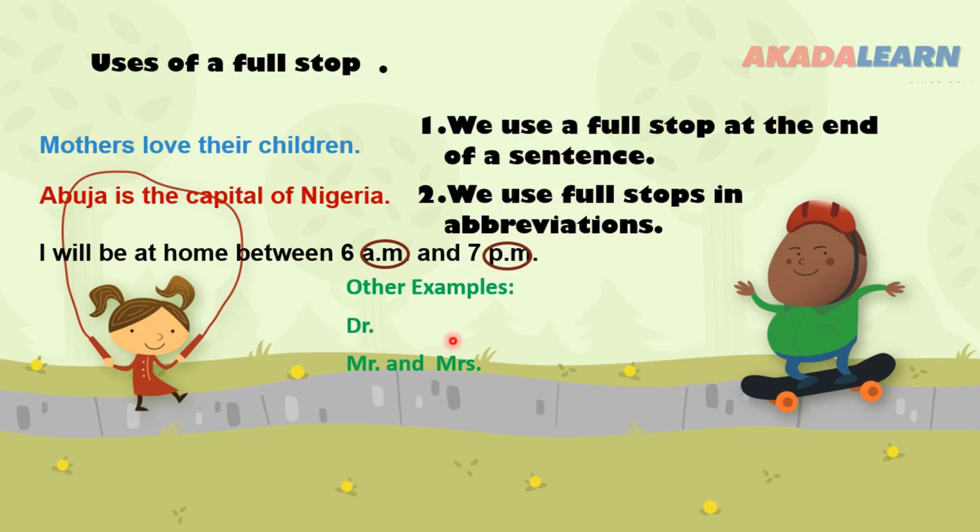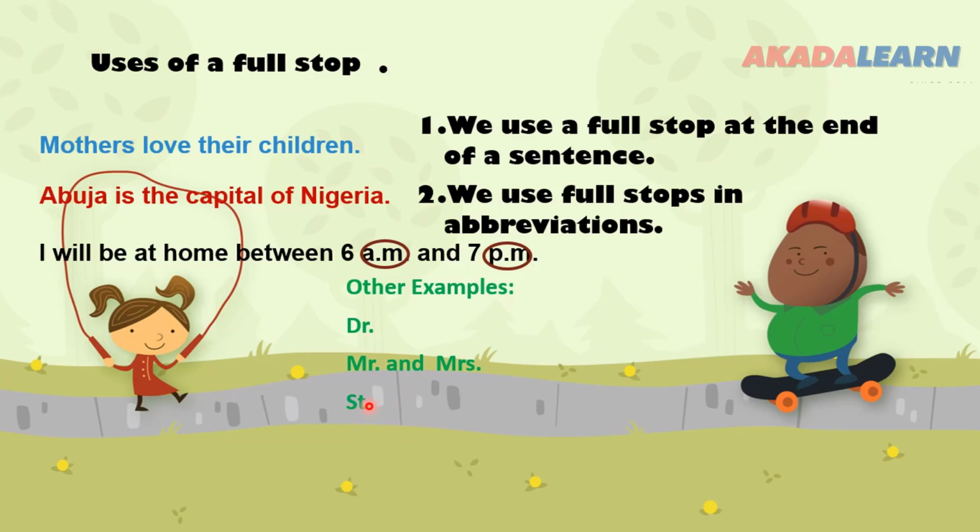Okay, another example, Mr. and Mrs. So this is how people write Mr. Instead of writing the long word, you just write Mr. with a full stop. Then for Mrs. example, if you want to say Mr. and Mrs. Bankole, okay, we use Mr. and Mrs. to refer to people who are married.